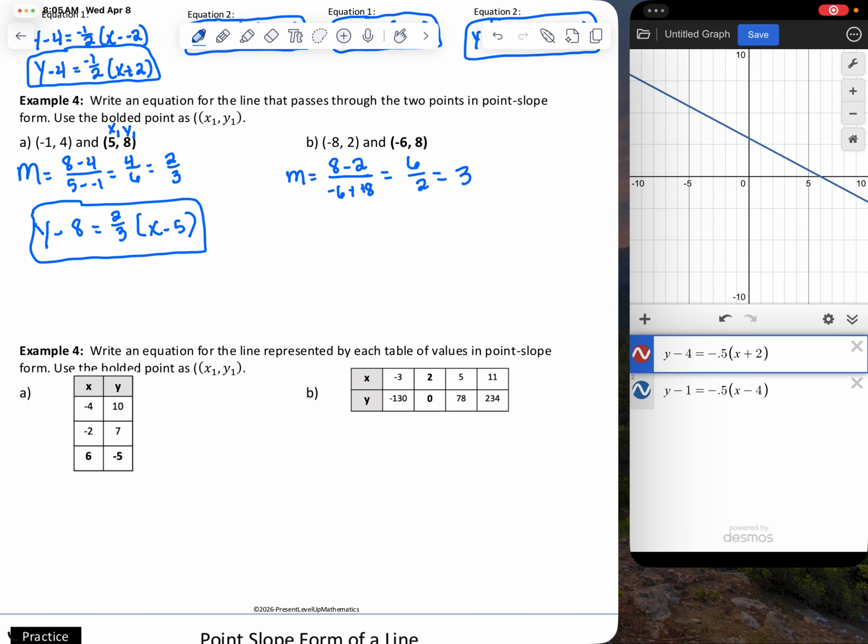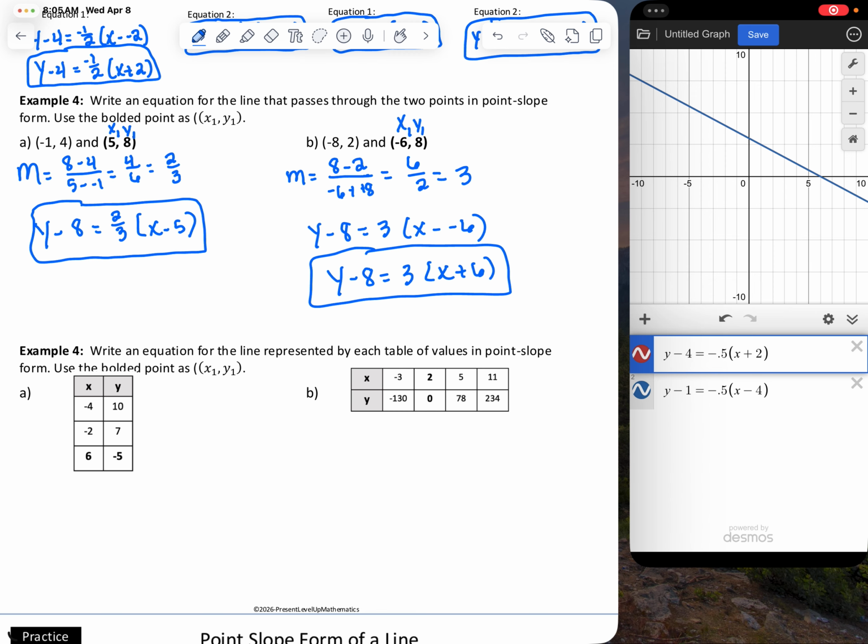All right, they told us to use the bolded point as x1, y1. So y minus 8 is equal to 3 times the quantity x minus negative 6, which simplifies to y minus 8 equals 3 times the quantity x plus 6. If you made any mistakes in that problem, please pause the video and correct those before moving on.